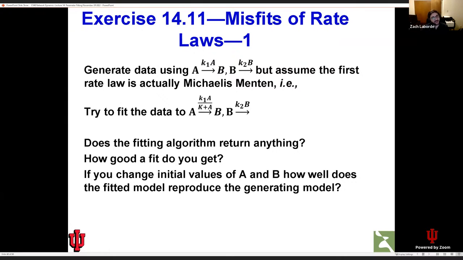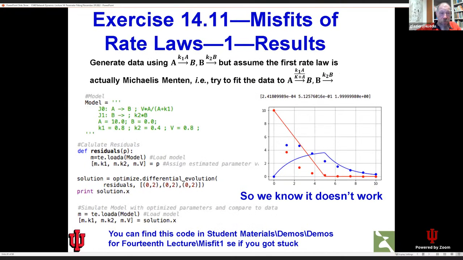Okay. Did people get this to work? Did the people get Misfit to work? What happened? So that's a good result. Failure is a good result here. This is what I got. So the good news is that if it fails, it means we know it didn't work. So to me, that's a success.